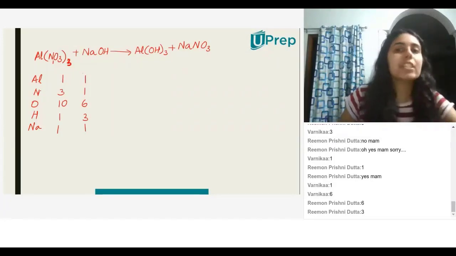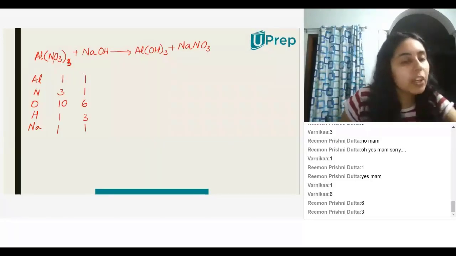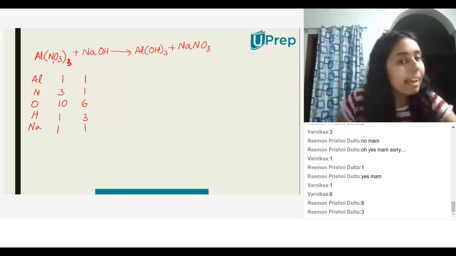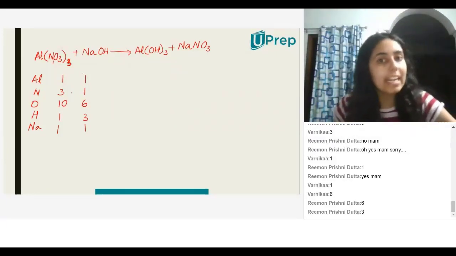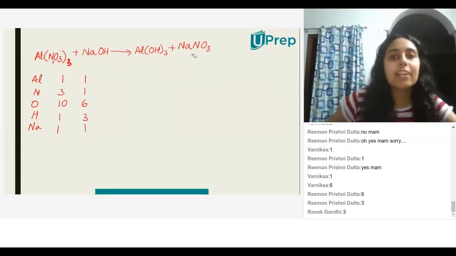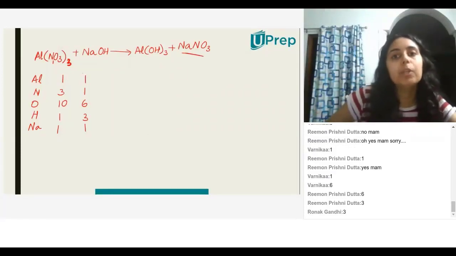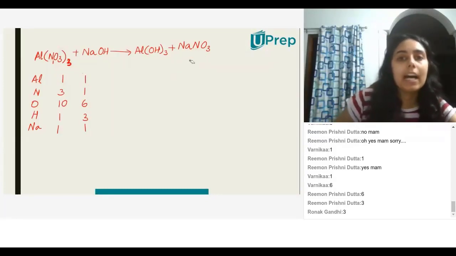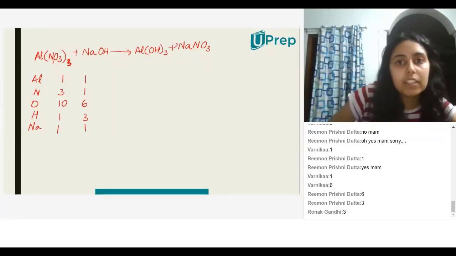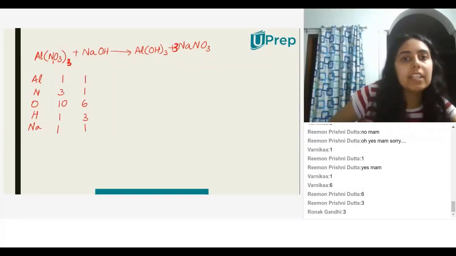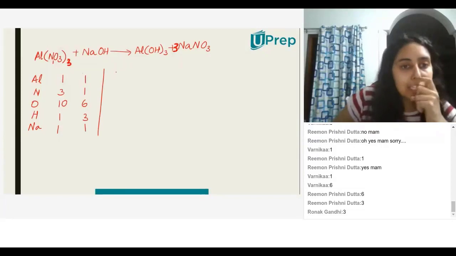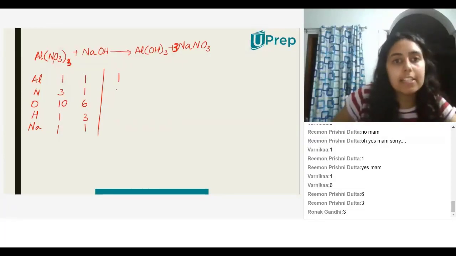Let's start with nitrogen. I have 3 on the left-hand side, and on the right-hand side I have only 1. So I need to put a big number on the right-hand side such that it becomes equal to 3. I put the number 3 over here. Let me write down the equation again. Nothing changed on the left-hand side, so 1, 3, 10, 1, 1 as it is.